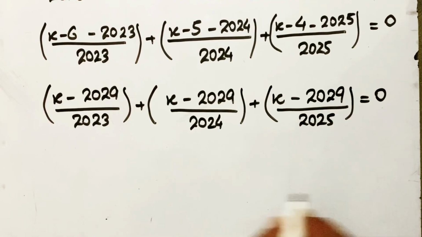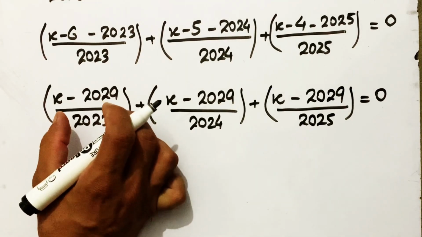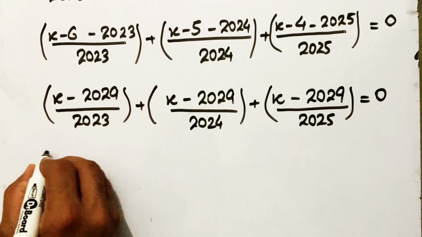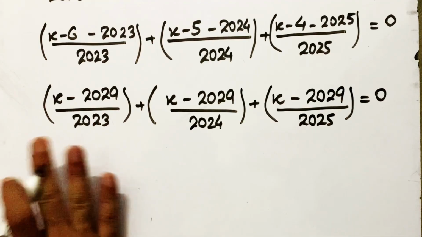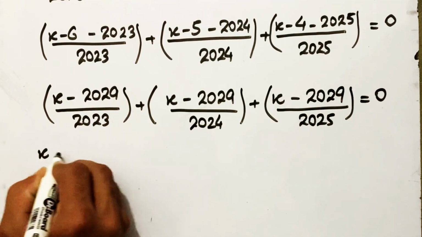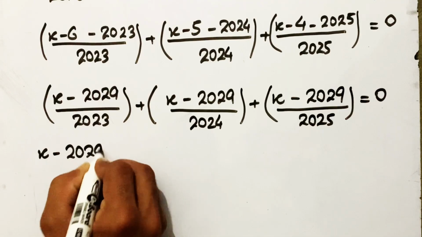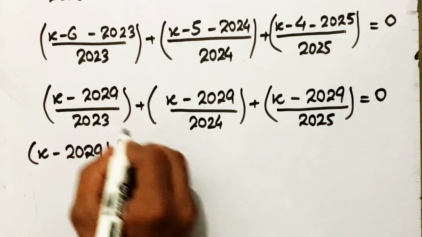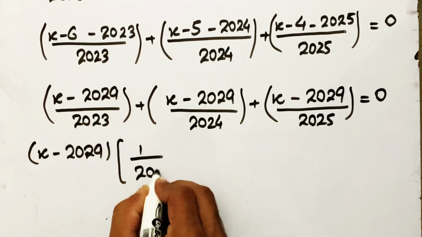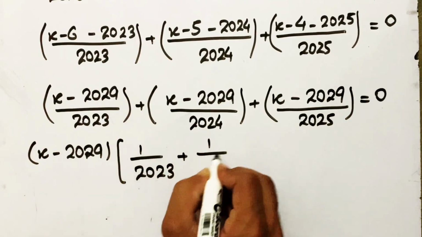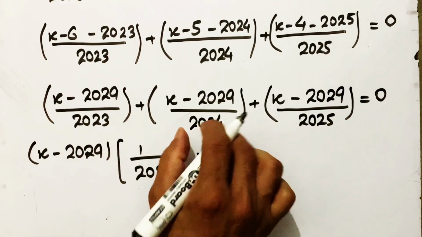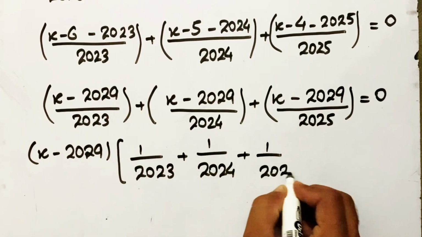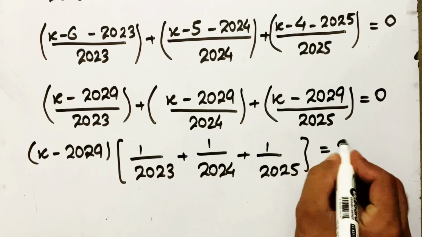The next step is to take (x minus 2029) common. The remaining terms are 1 divided by 2023 plus 1 divided by 2024 plus 1 divided by 2025, that is equal to 0.